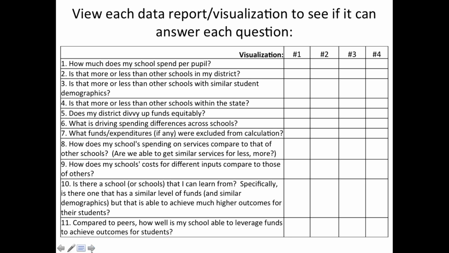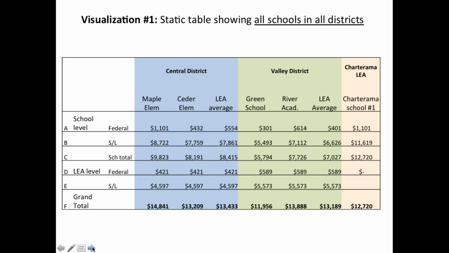And the first visualization we wanted to give you, trying to give you real visualizations, is the one that we created with fake numbers, sort of fake. They're real, but they're not. These aren't the real names of places. And a visualization could look like this. It's kind of one of the bare minimum visualizations that said, I've reported spending by school, and you can see I have Maple, Cedar, and then Central District's LEA average. So it would be a static table. You can see visualization number one on the top is a static table showing all schools in all districts. Maybe the table just went on and on and on, I guess.